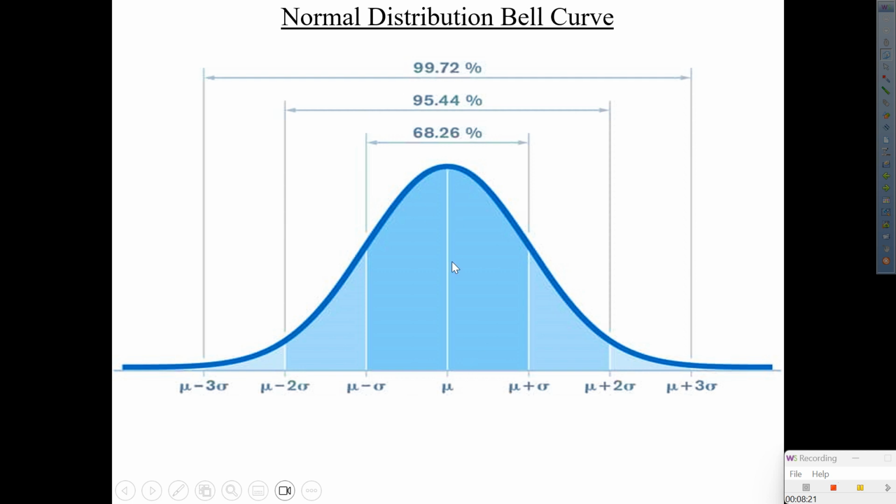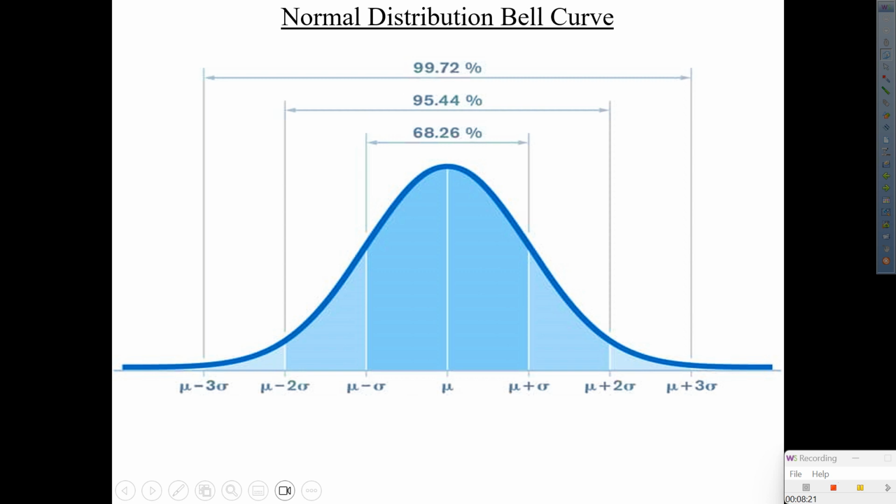The mean, or mu, is down the middle. One standard deviation from the mean is 68.26%. And by now you guys are experts at that because we always continue saying that this was the norm. Two standard deviations apart is 95.44%. And three standard deviations apart, that's 99.72%.